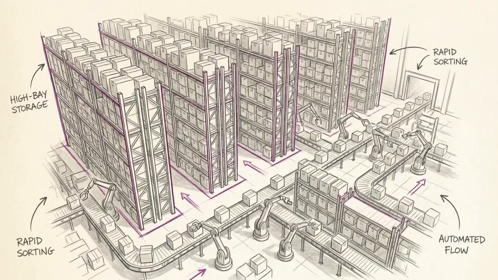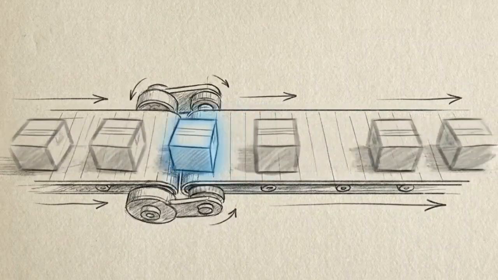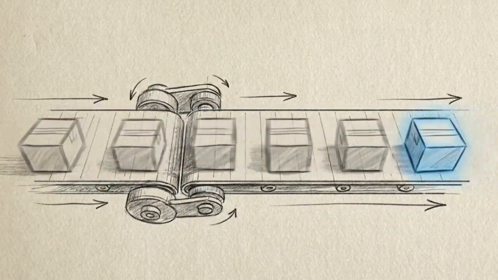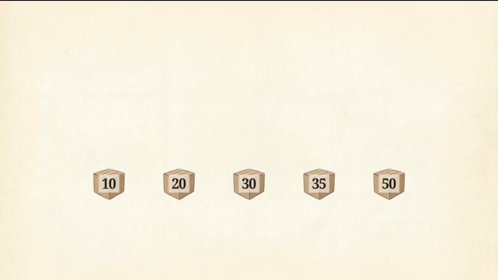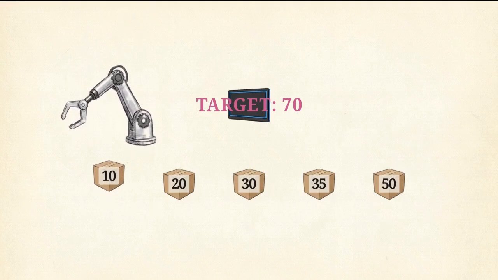Imagine you're managing a busy shipping warehouse. Your job is simple but highly specific. You need to find two boxes on this moving assembly line whose combined weight adds up to exactly 70 pounds. Looking at this diagram, we have a small batch of 5 boxes to work with. Their weights are 10, 20, 30, 35, and 50 pounds. Right above them, our target weight of 70 is locked in.